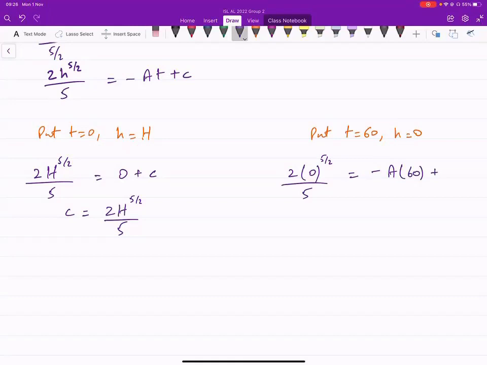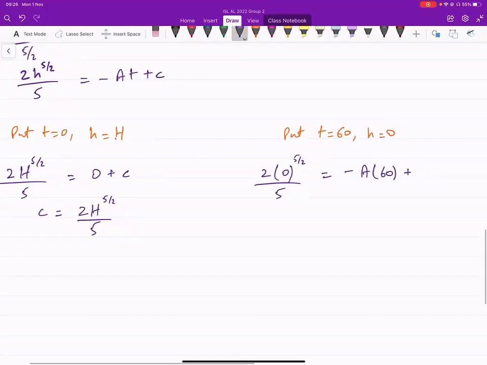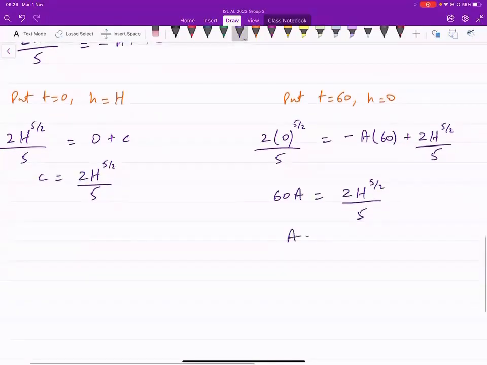और c की वैल्यू हमारे पास है. c की वैल्यू क्या है? 2h 5 over 2 divided by 5. Now we have to find the value of a from there. Okay, so that becomes 60a equals 2h raised to power 5 over 2 divided by 5. और a आपके पास यहाँ से आ जाएगा 1 over 150 h raised to power 5 over 2. ये आपके पास a की वैल्यू आ गई in terms of capital H.